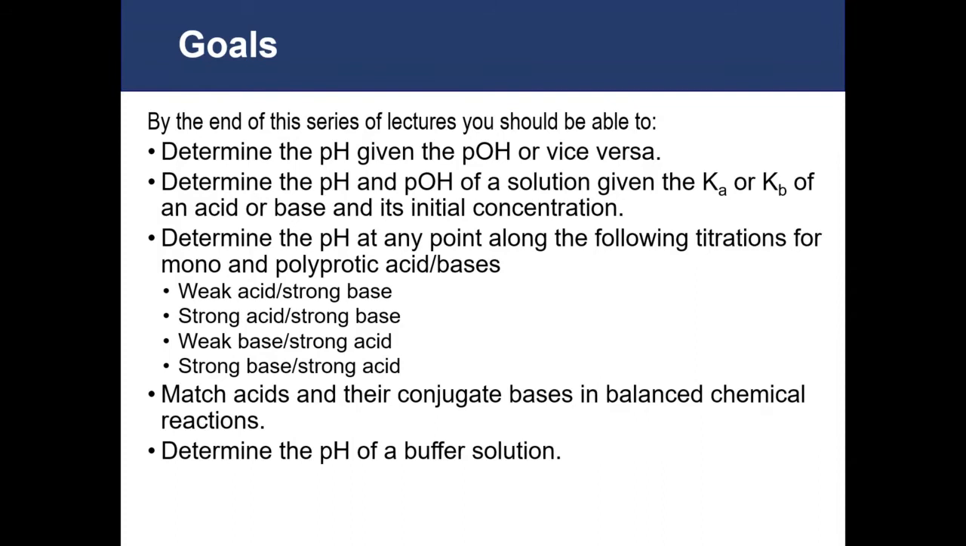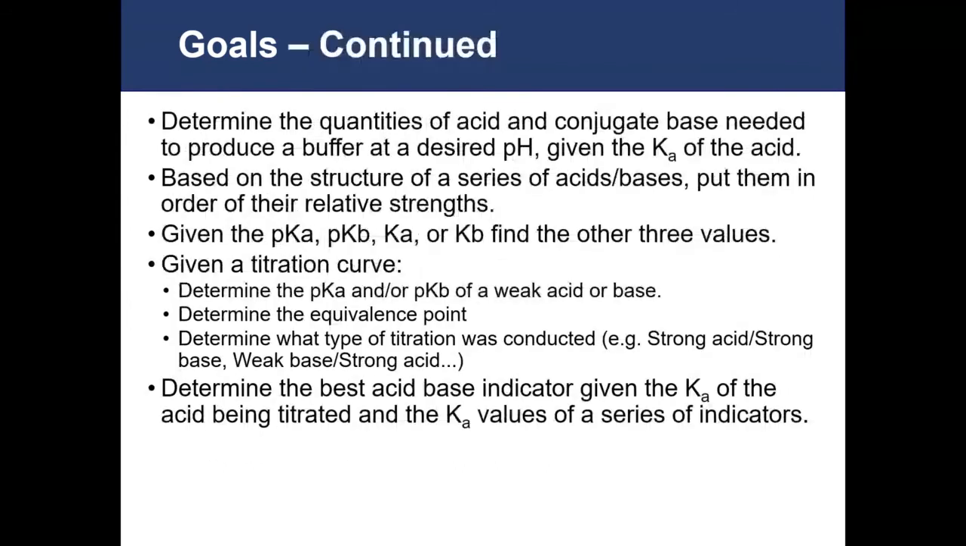You should be able to match acids and their conjugate bases, or bases and their conjugate acids, in a balanced chemical reaction, determine the pH of a buffer solution, determine the quantities of acid and conjugate base needed to produce a buffer at a desired pH given the Ka of the acid. Given the structure of a series of acids or bases, put them in order of their relative strengths of acidity or basicity.